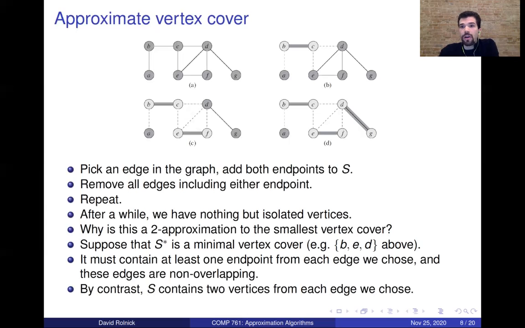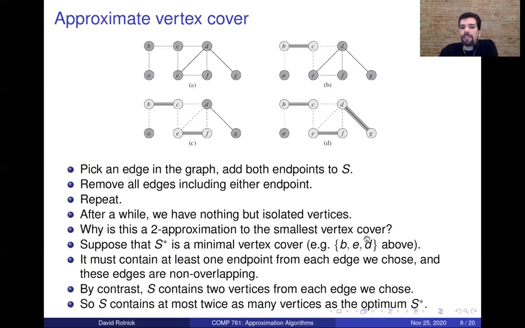So we took 2 vertices from each of the edges. But we know that the minimal vertex cover has to contain at least 1 vertex from each of the edges. That means that S, our cover, contains at most twice as many vertices as the optimum. Because each time we added 2, the optimum had to have had 1 of them.